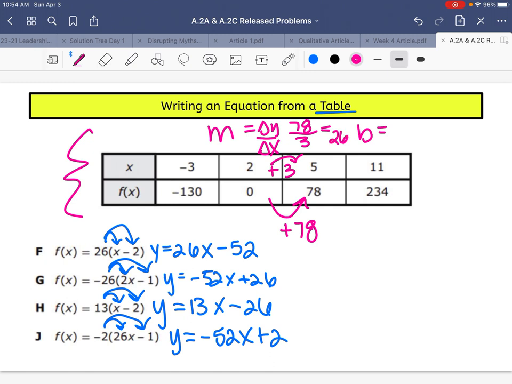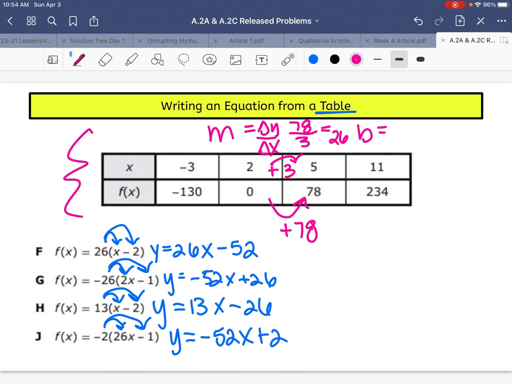I just want to take a moment to point out that I could have used any points on this table because they do have a constant rate of change or a slope. I chose to use 0 to 78 because it was simple; starting from 0 to 78, I knew the change.